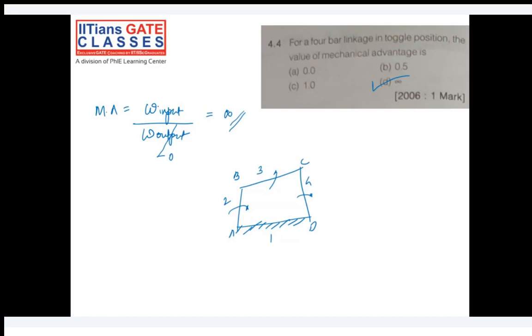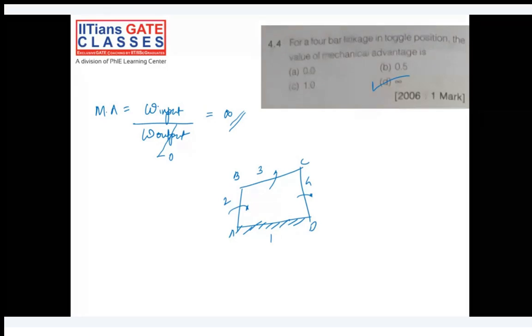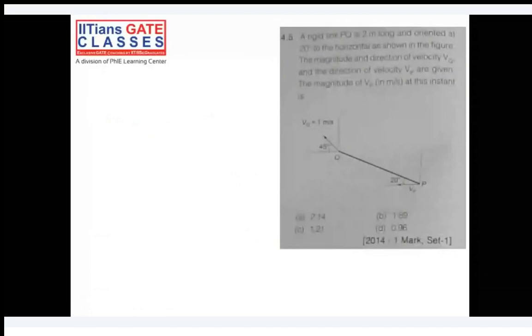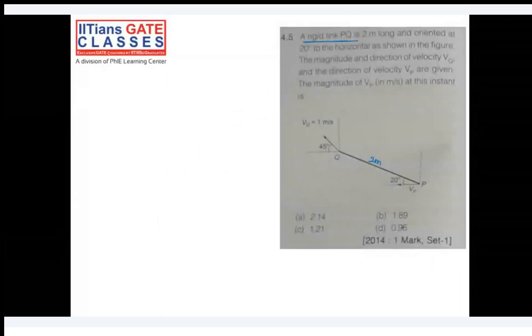I'll go to the next slide and just try to solve this question. A rigid link PQ. They have clearly mentioned it's a rigid link. It is 2 meter long and oriented at a 20-degree angle to the horizontal as shown in the figure. The magnitude and direction of velocity VQ is already given. The velocity of P is in this direction, velocity Q is in this direction. Direction of P is given but not the magnitude. So that is what they are asking: magnitude of VP in meters per second.